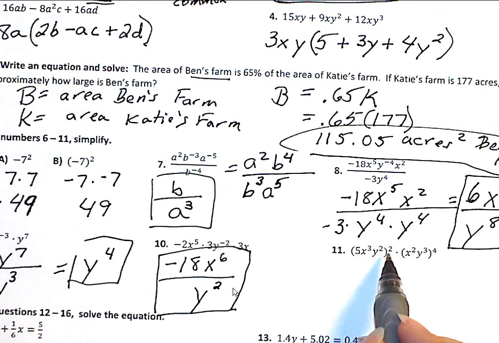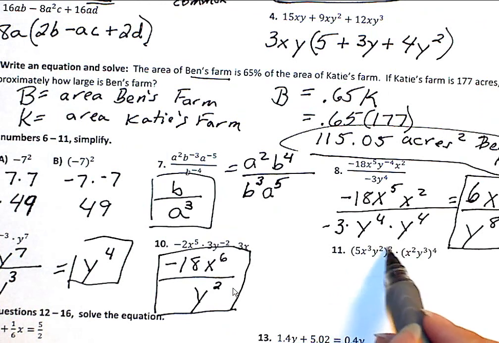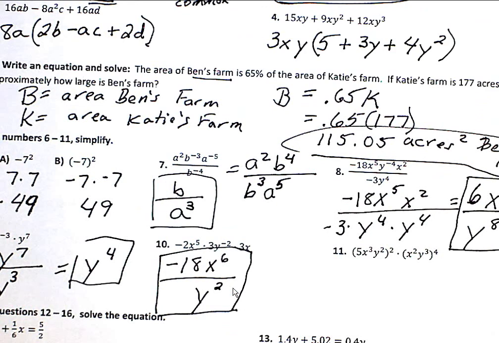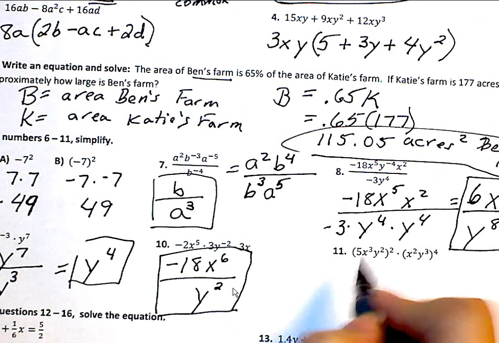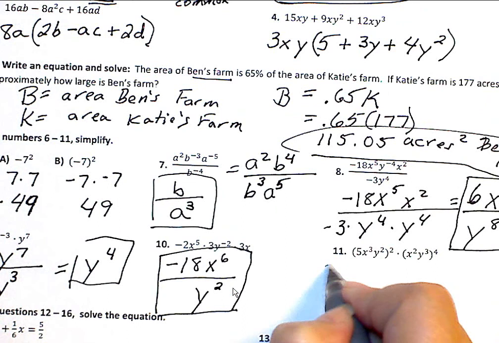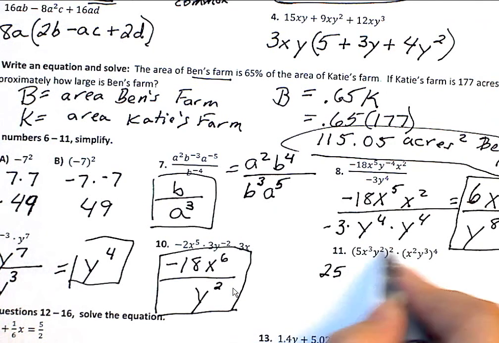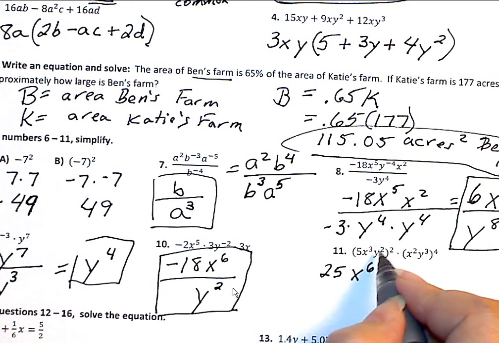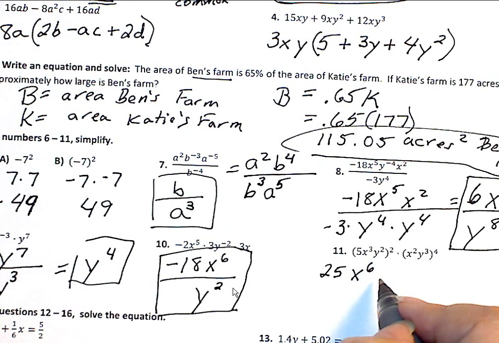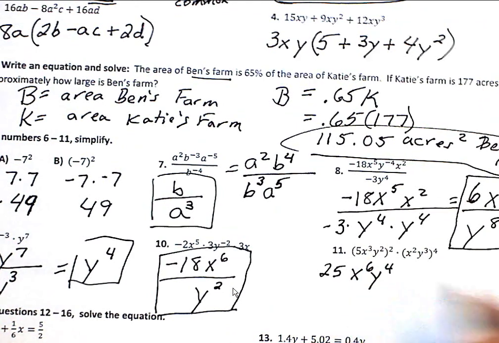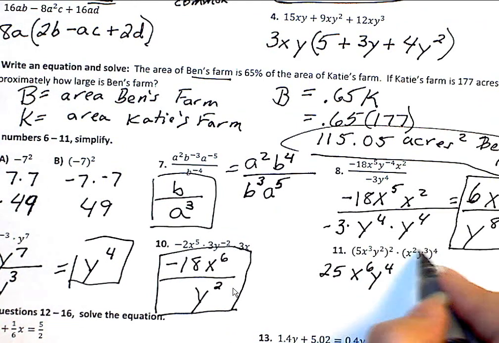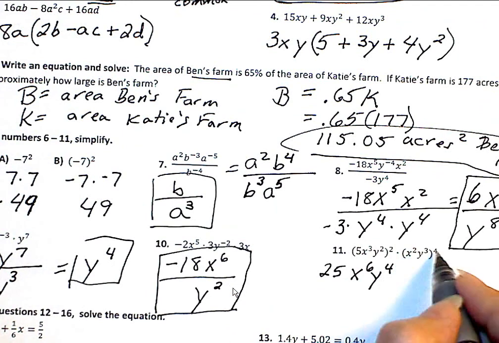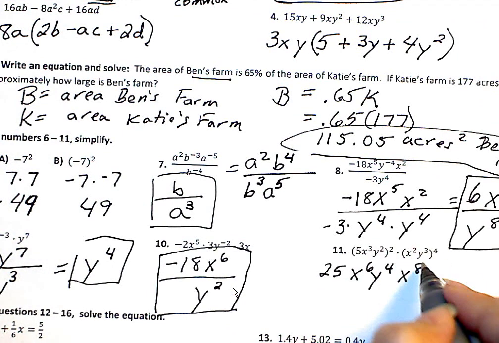First thing we have to do is exponent. So we're going to take this exponent and distribute it. If we have x cubed squared, what do I do with the 3 and the 2? What do I do to them? Multiply them. So I have 5 squared, which gives me 25. X to the 3rd squared gives me x to the 6th, because we're multiplying. Y squared is y to the 4th. And here we're doing the same thing. We're multiplying these. So we have x to the 8 and y to the 12th.